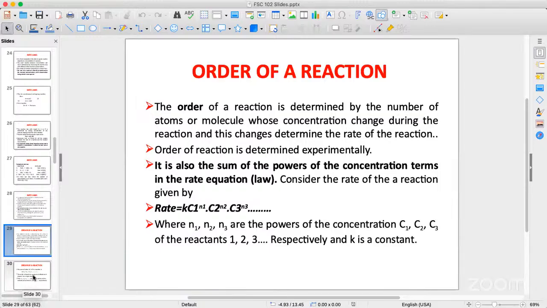Now, if you have a reaction where you have A and B, I'm just trying to explain what that expression means.